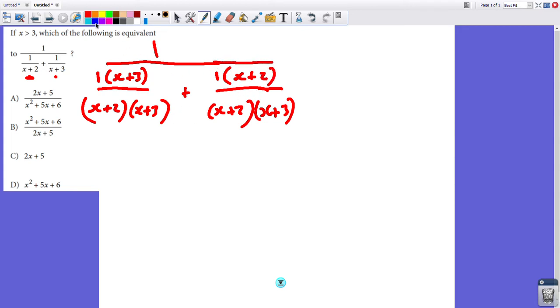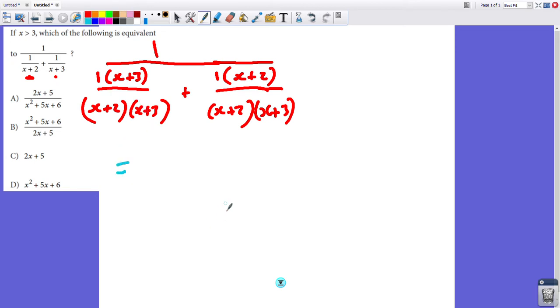Just to convince yourself that these are the same things, they're equivalent, we could just cancel out the x plus 3 to leave 1 over x plus 2, just like over here, and we could cancel out the x plus 2 to leave 1 over x plus 3, just like over here. So these are equivalent expressions at the moment.